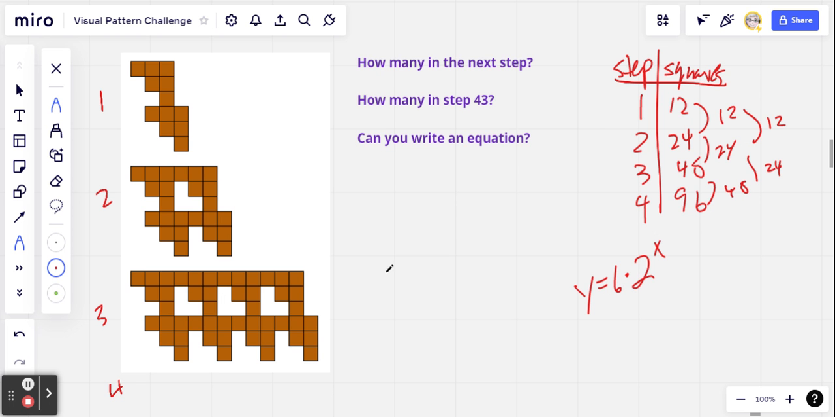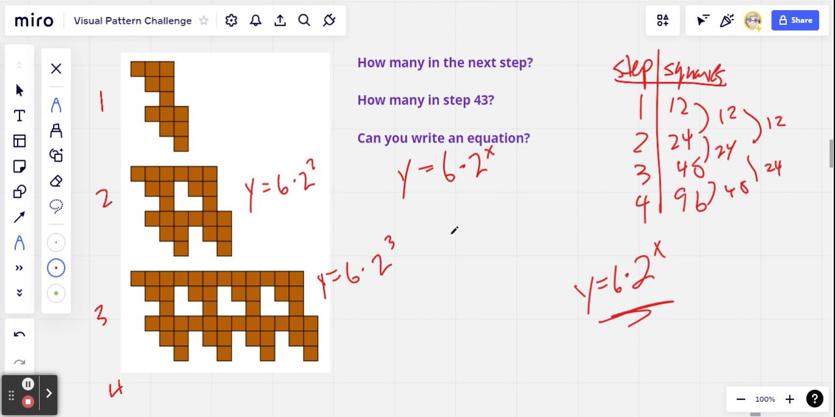Let's try and see if this works. We know this works for step 1. 2 to the first power is 2 times 6 is 12. How about in step 2? We'd say y equals 6 times 2 to the second. Well, 2 to the second is 4 times 6 is 24. Yeah, that's what we got in step 2. How about step 3? 6 times 2 to the third power. 2 to the third power is 8 times 6 is 48. Yeah, that's what we get in step 3. So this looks like it's working. So I think our equation is y equals 6 times 2 to the x power.